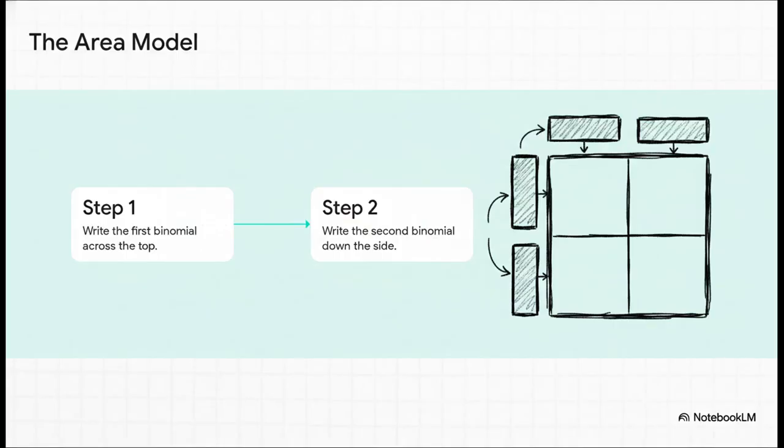And setting up this area model is super easy. All we do is draw a simple 2x2 box. We take the first binomial and write its terms across the top, one term per column. Then we grab the second binomial and write its terms down the side, one term per row.